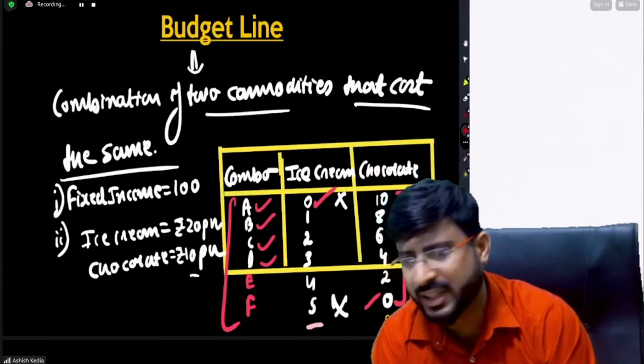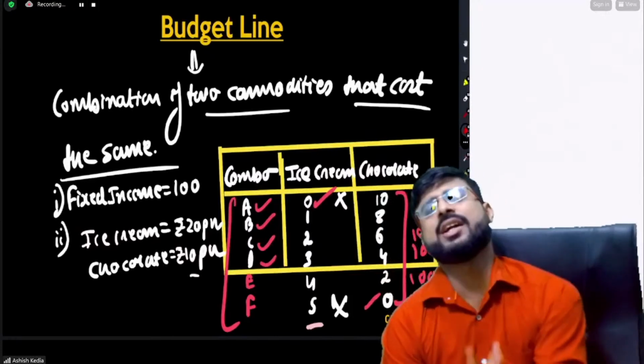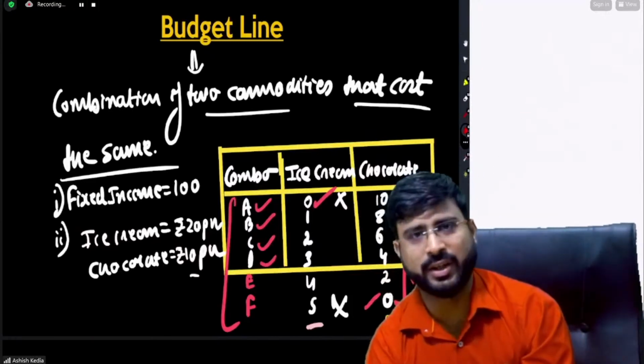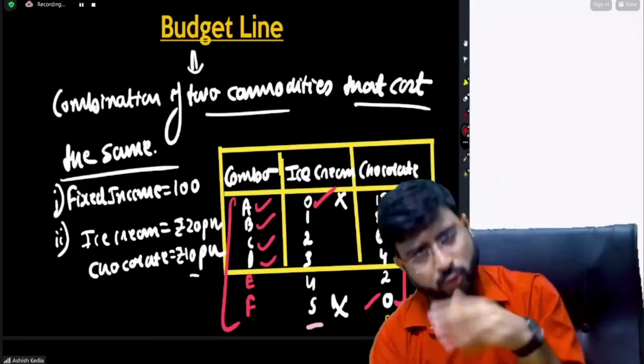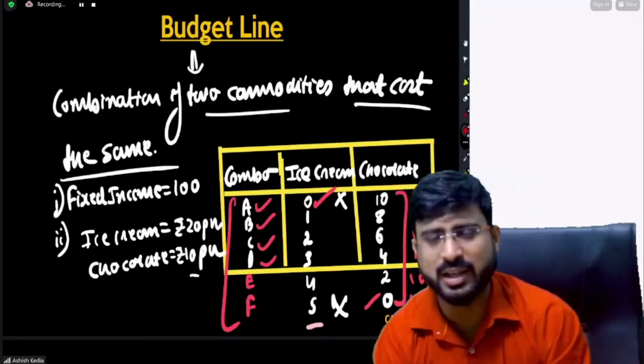No, MRS can't be negative. I mean, actually it is negative only because you are measuring sacrifice. Okay, you are giving up. So it is negative only. We just write it in a positive way.